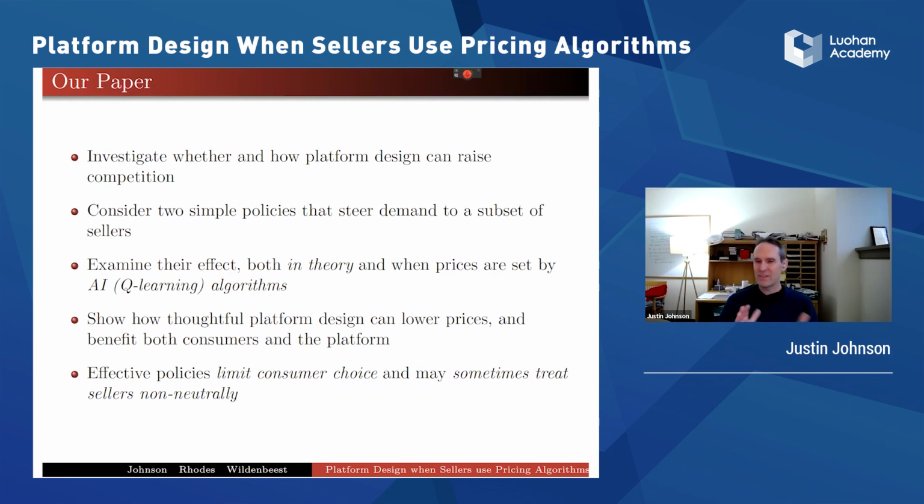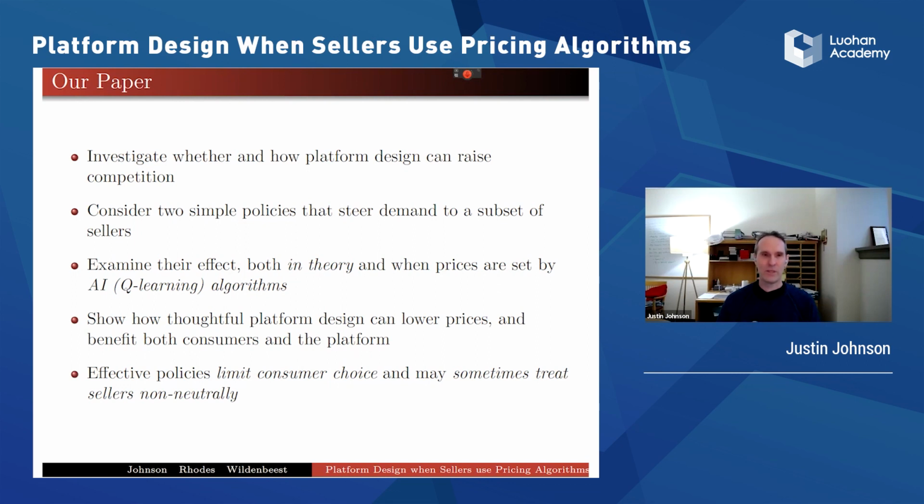We want to consider fairly simple steering technologies that a platform could use. We're going to examine their theoretical effect using a game theoretic model. And then we're also going to examine their effect when sellers are using AI algorithms, specifically a simple type of AI called Q-learning, to set their prices. And so we're going to see, hey, how do these algorithms respond when the platform introduces these steering technologies? And what we're going to show is that, at least in some cases, thoughtful platform design can not only benefit consumers, but additionally increase the profits of the platform, okay?